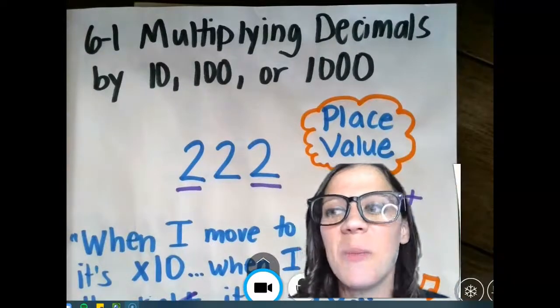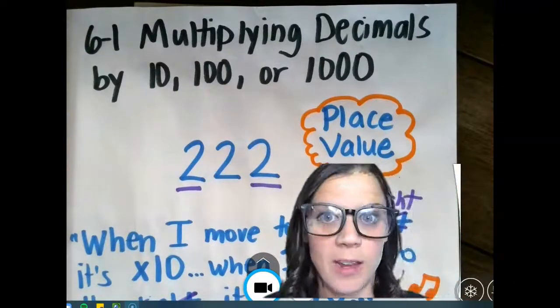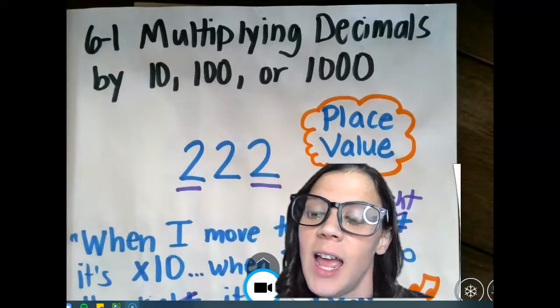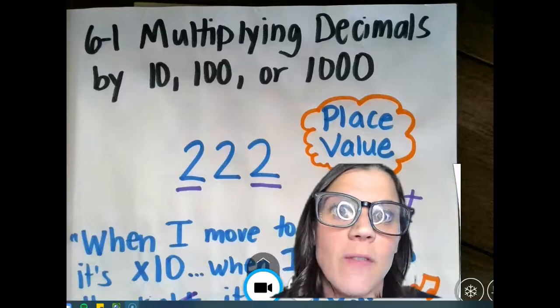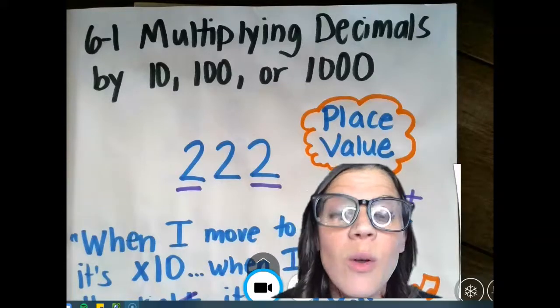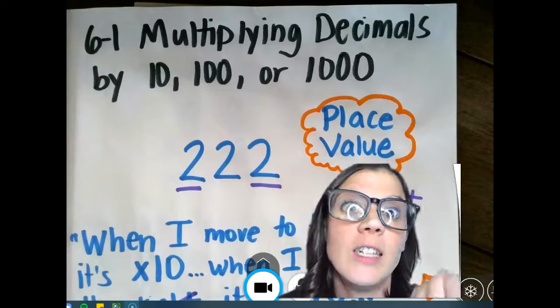Hi team, today we are going to be starting topic 6-1, which is multiplying decimals by 10, 100, or 1,000. So the first thing I want to do is review what we have already learned about place value and the value that a digit contains.